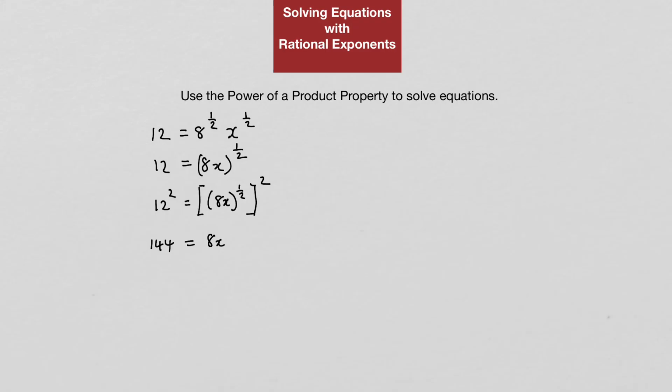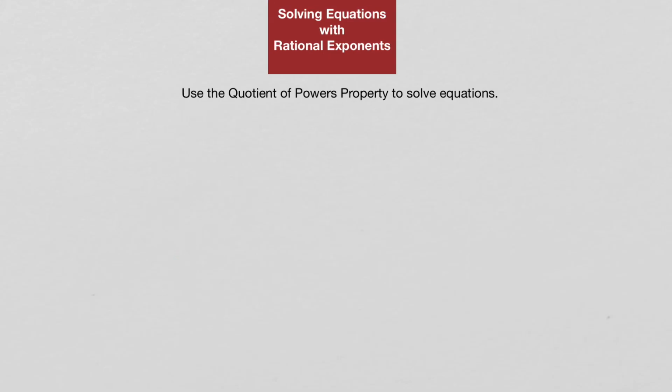Okay? So now it's just basic algebra. What we want to do is isolate the x, and so we've got to take care of this 8. And by dividing both sides by 8, we now isolate x and get x is equal to 18. Okay, and so that is our answer for this example. And then we're going to move on to our last example, example number 4.